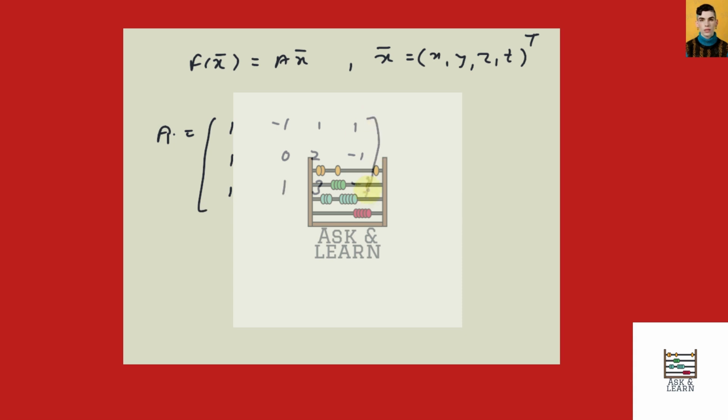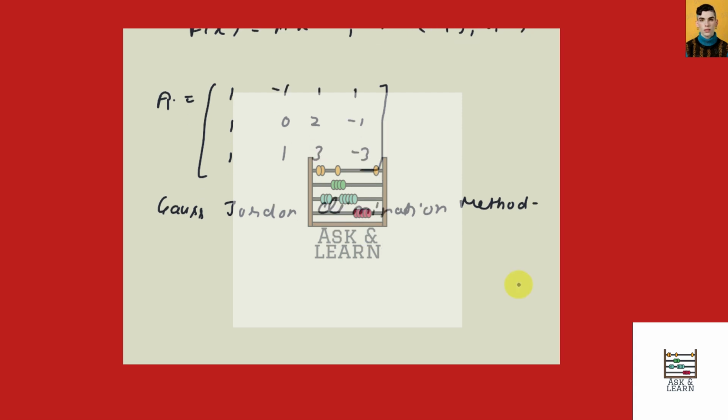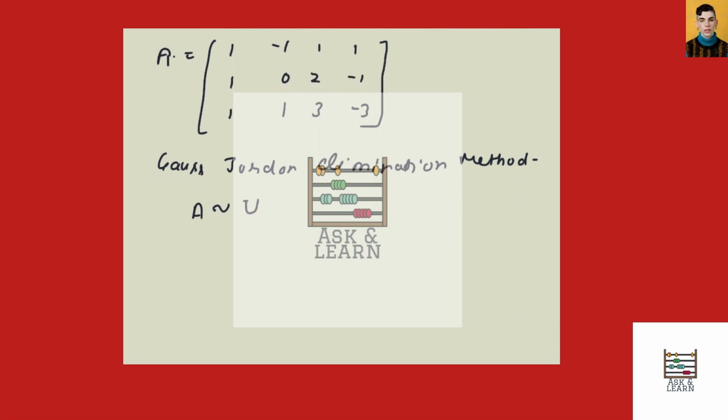So now, by using the Gauss-Jordan elimination method, we reduce this matrix A to row echelon form. That means A is equivalent to U, where U is a reduced echelon form. Now apply the operations R2 is R2 minus R1 and R3 is R3 minus R1.